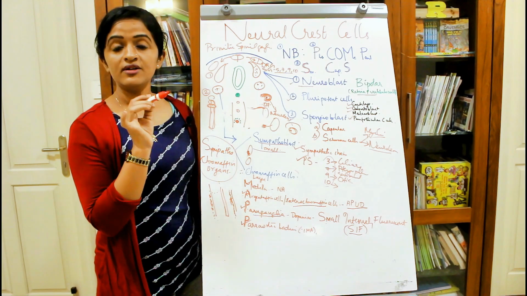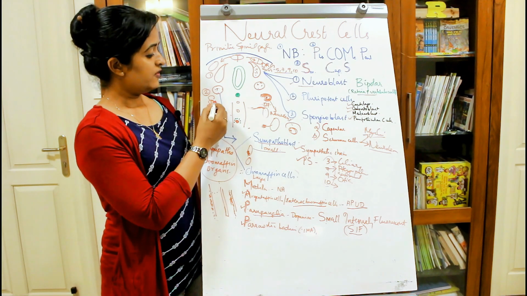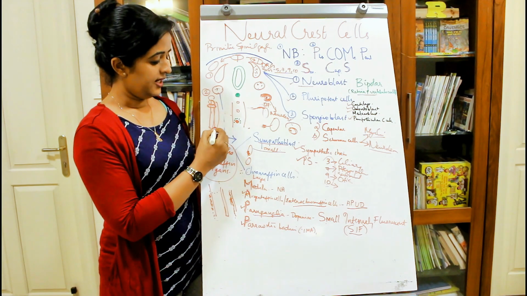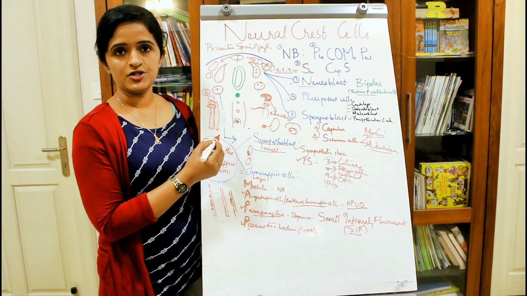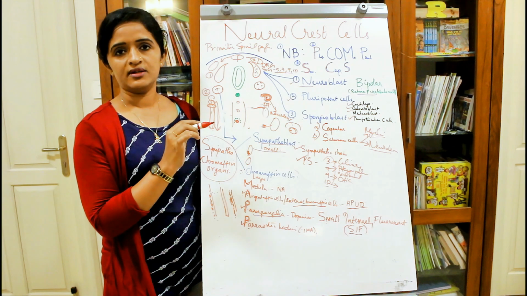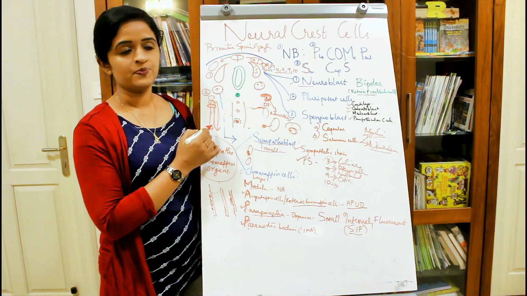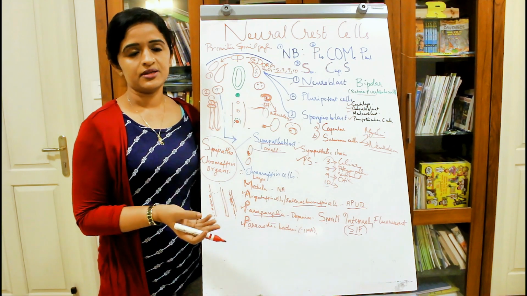So these neural crest cells will be seen on either side of the neural tube from the midbrain vesicle till the caudal end of the neural tube. So this is the location where you have to look for the neural crest cells, from the midbrain vesicle till the caudal end of the neural tube. You have the neural crest cells.